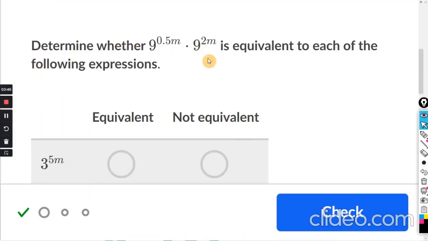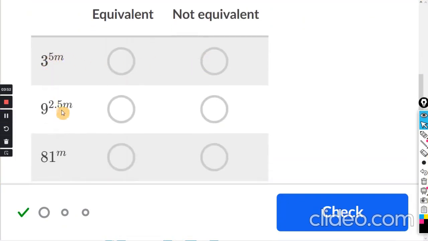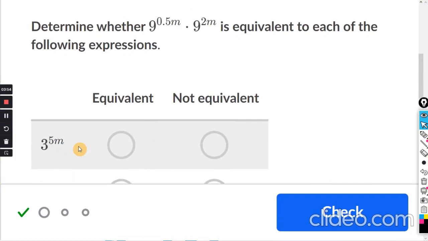Okay, determine whether these are equivalent to each of the following expressions. So all of these expressions are just one number raised to a certain power. Looking at this, I know I can combine the 9s. Since these are both 9s, the original is going to be the same as 9 to the power of 0.5m plus 2m. Since the 9s match, we can add the exponents. So 0.5 plus 2 is just 2.5, and we still have the m. All right, so let's see if we can match that.